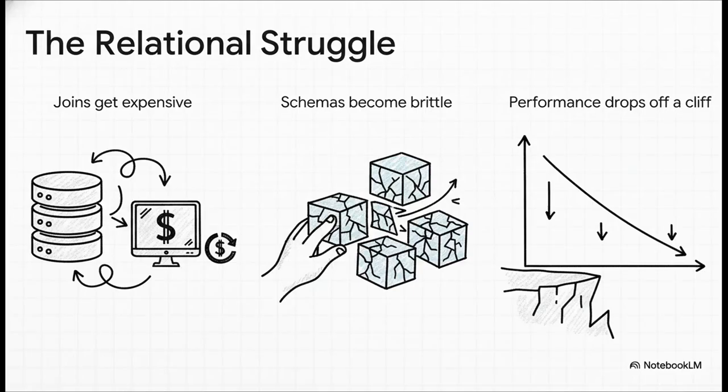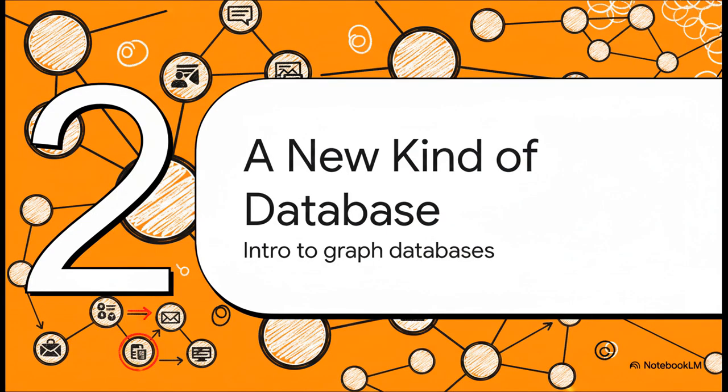And the pain points are super specific. To connect data between different tables, you have to run this operation called a join. Now, if you need to find friends of friends of friends, you're doing join after join after join. And these things get computationally expensive, fast. Your whole data structure gets rigid, it's hard to change, and pretty soon, your performance just falls off a cliff. But what if a database was designed from the ground up, specifically to handle that tangled mess? Well, that's where we get to meet the hero of our story, the graph database.